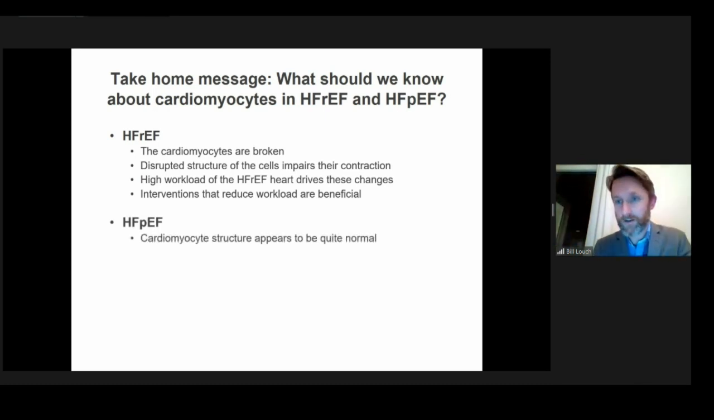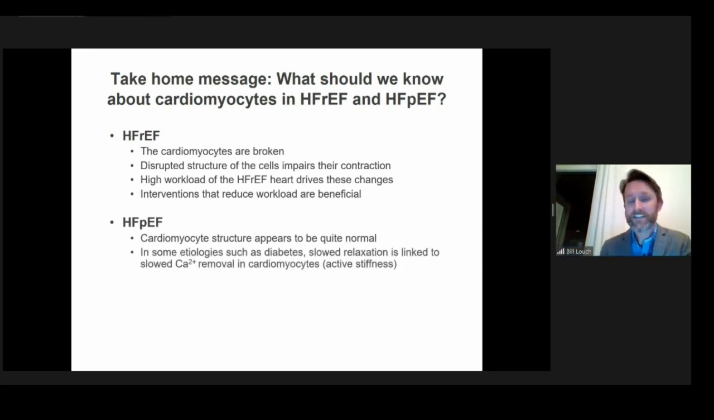Here, the structure of the cells appears to be very good. It's actually often better than normal. But still, sometimes we see problems with calcium homeostasis, and it's in the removal of calcium that's important for relaxing the cell. This is particularly prominent, we think, in diabetic HFpEF.